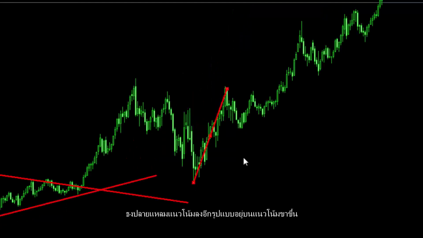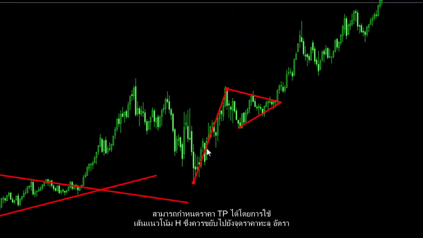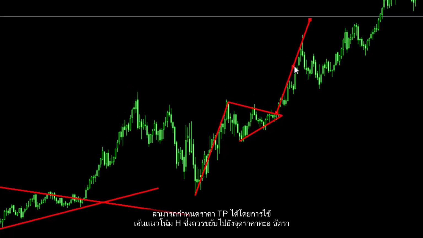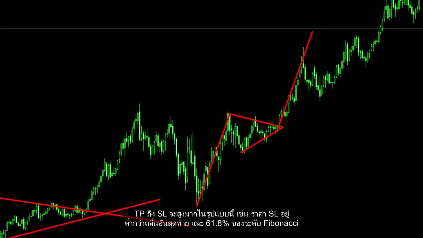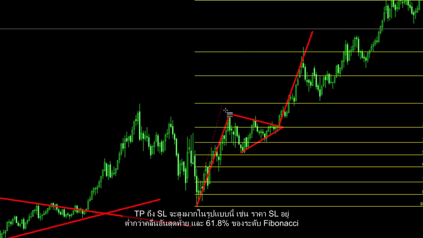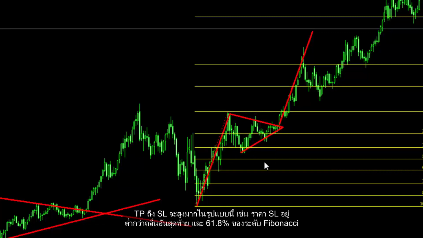Another bullish pennant pattern on an uptrend can be detected. TP price is determined by using H trend line, which should be relocated to the breakout point. TP to SL ratio is considerably high on this pattern.